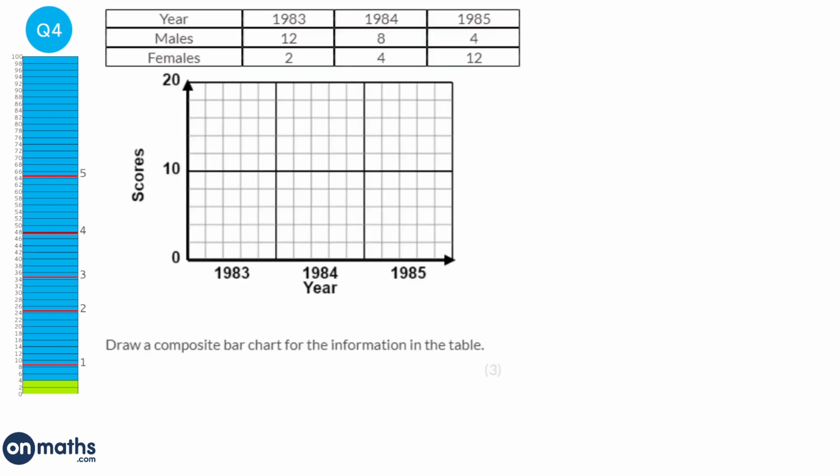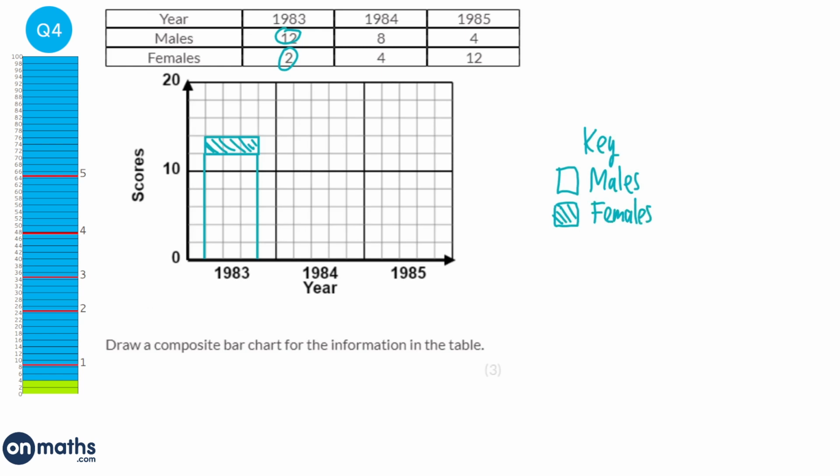So a composite bar chart is where you'll stack the bar charts on top of each other. So we're going to start with this 12 here. And so I'm just going to do a bar up to 12. And these lines go up in 2s, so it would be there. And then we're going to do this females. So we've done the males, we're going to do the females. And the females is only going to be 1 high, because they're going up in 2s. And we need a way of showing male or female. So what I'm going to do is just shade the female there, and I'm going to just draw a key. I'm going to say if it's not shaded, it's males. And if it is shaded, it's females.